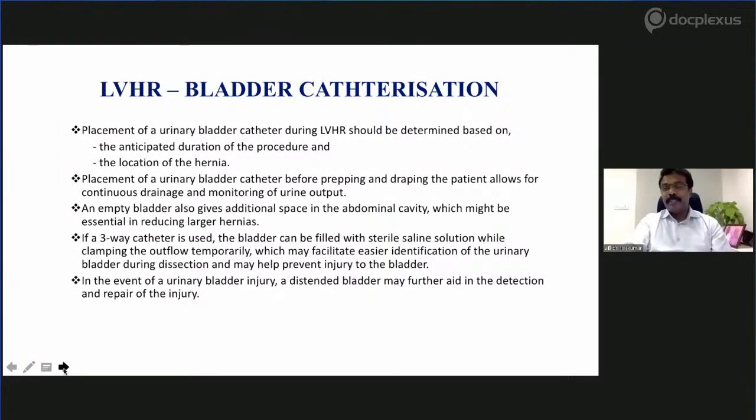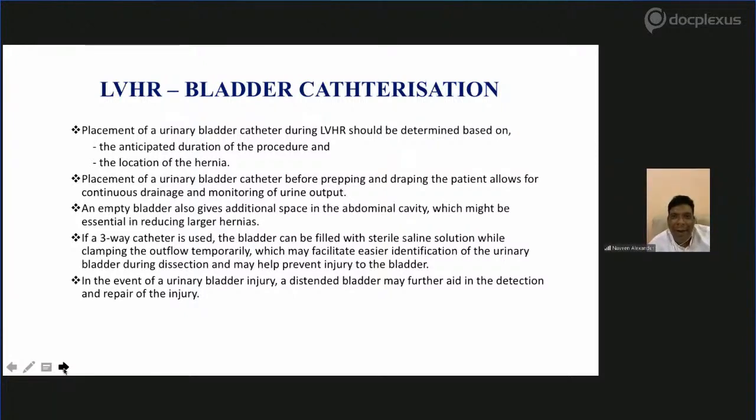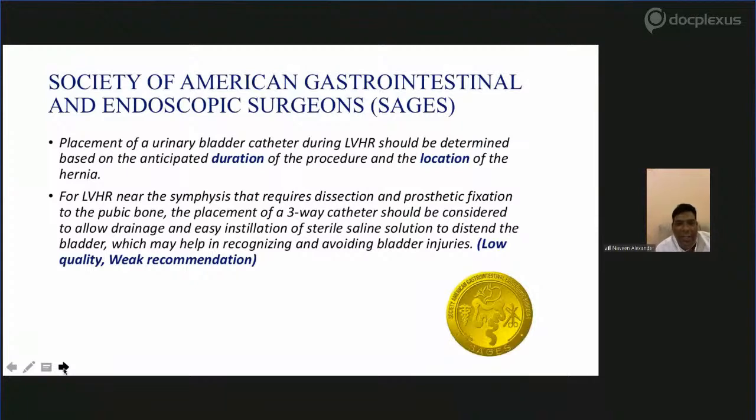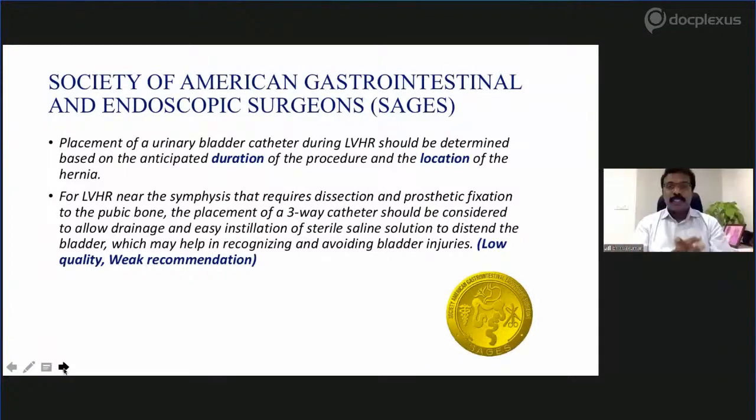Any other opinion from the panelists? Yes, sir. In an IPOM, if you're dealing with a suprapubic hernia or a lower one, definitely there is an indication for catheterization. As you've put beautifully in this slide, it might even help us define where the bladder is, to dissect preperitoneally in front of it. Even if there is an injury, it's easier to identify when the patient is already catheterized. So what the panelists are saying is that it depends on the anticipated duration of the procedure and the location of the hernia.